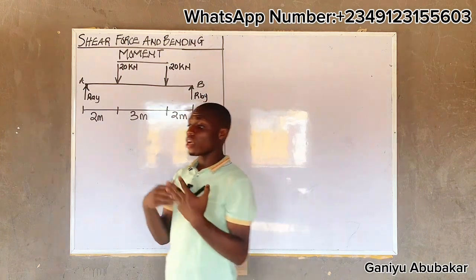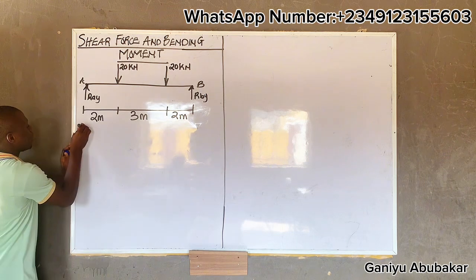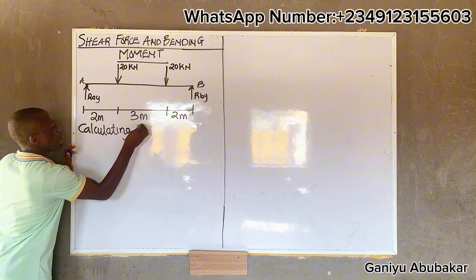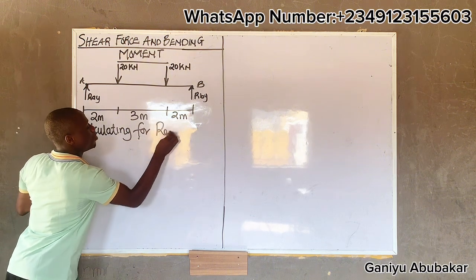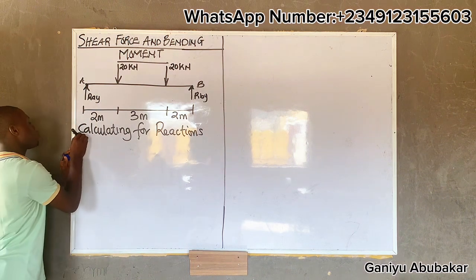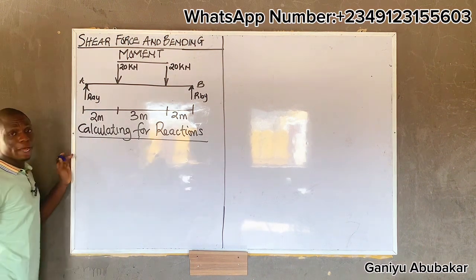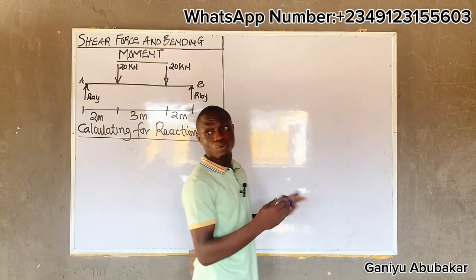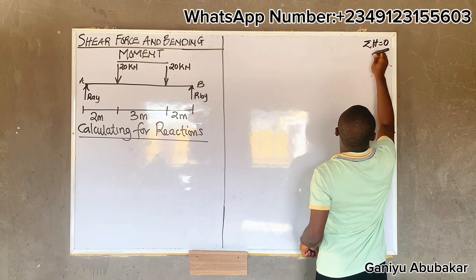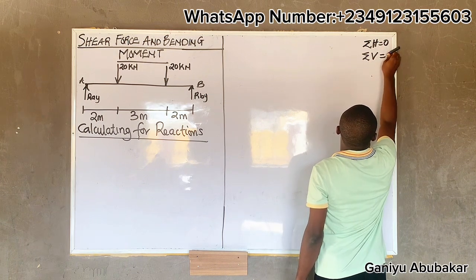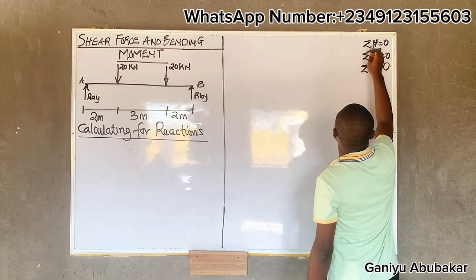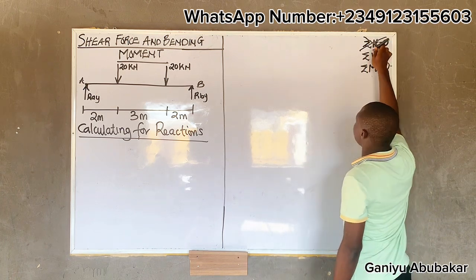Next is to calculate your reactions. When it comes to calculating reactions, what condition am I applying? The condition of equilibrium. That's summation H equal to 0, summation V equal to 0, and moment at a point equal to 0. By the way, we are not using the horizontal one because it's always 0.